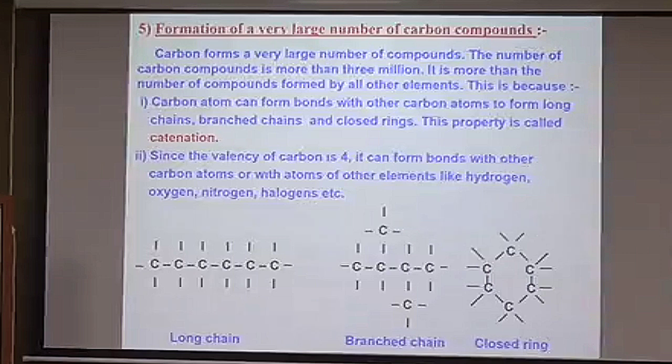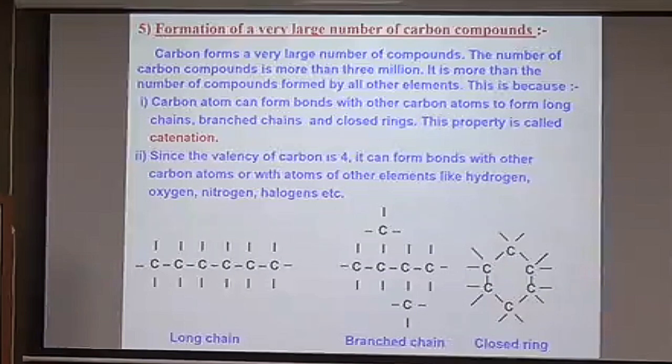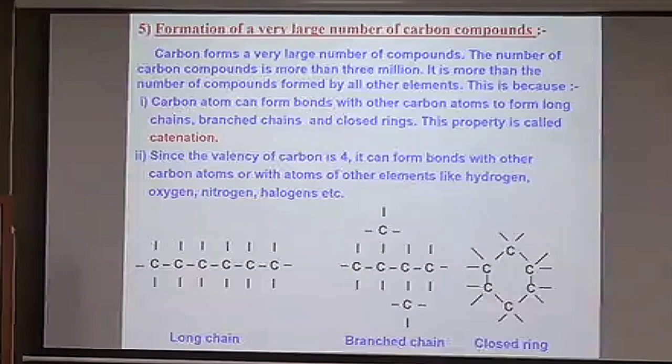So what is catenation? Catenation is that carbon atoms can join together to form large molecules. Large number of carbon atoms can join together to form large molecules.